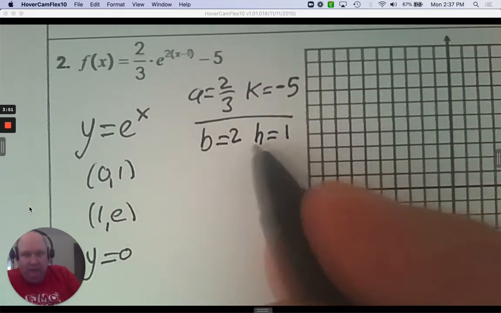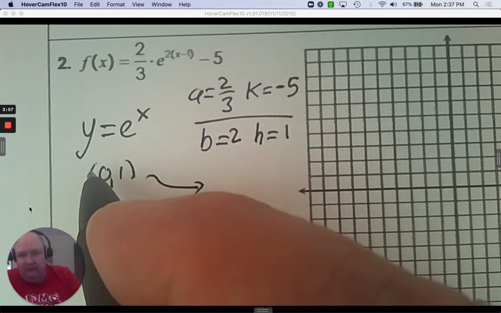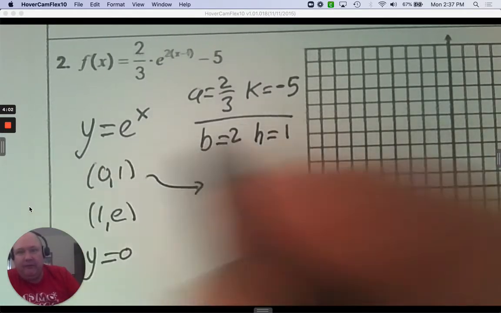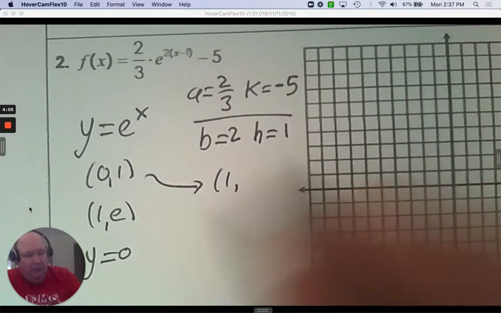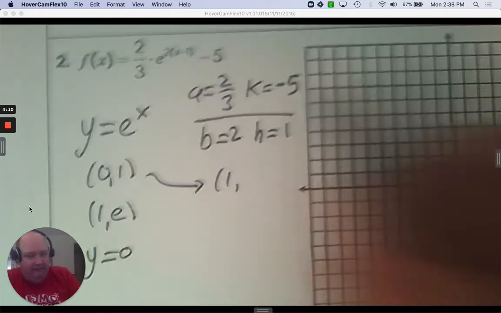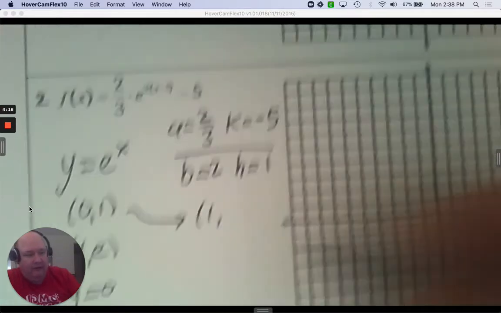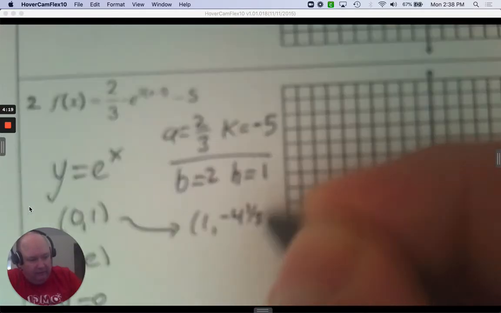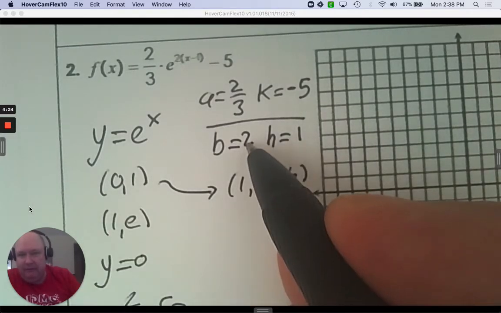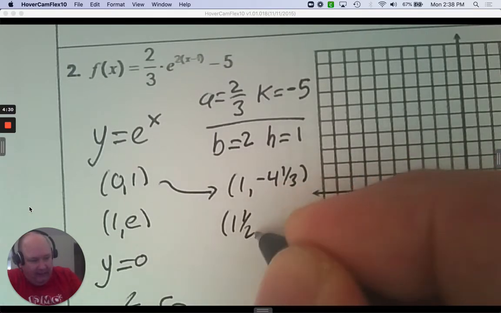That's going to affect the x coordinate, what's in the exponent. So (0, 1), take 0, and you're going to divide it by 2 and add 1. So 0 divided by 2 is 0, add 1, there you go. The y coordinate times 2/3, take away 5. So you need to know what 2/3 take away 5 is. So that's -4 and 1/3. Let's change the next point. The x coordinate, we're going to divide by 2. So 1 divided by 2 is 1/2, plus 1 makes it 1.5.